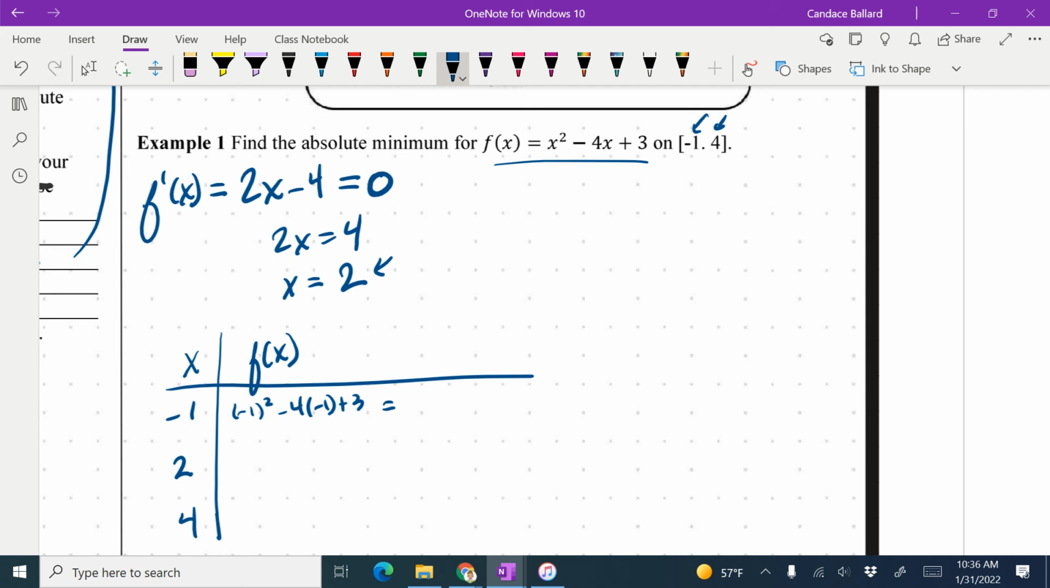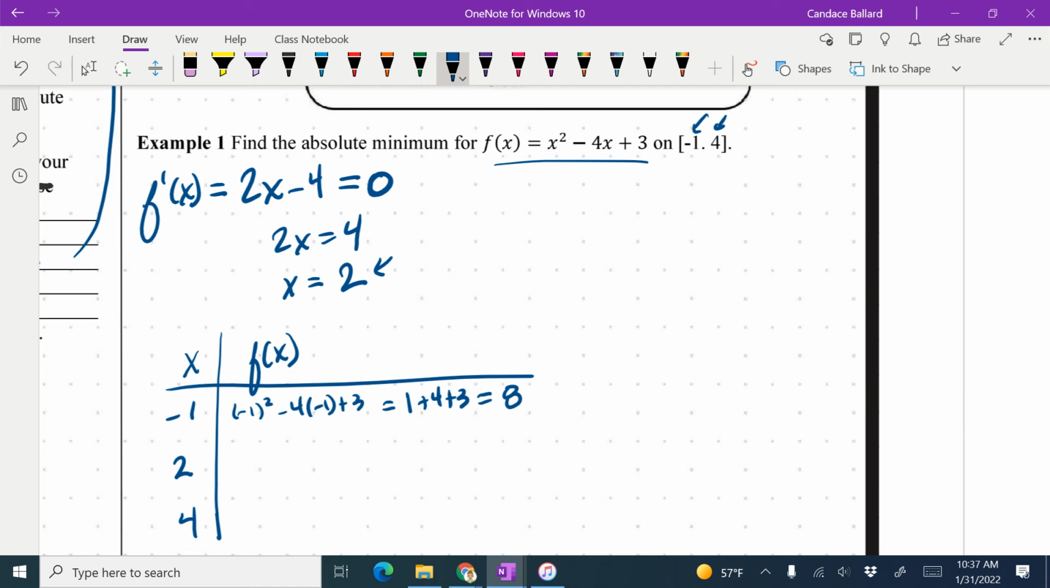All right, what's -1 squared? 1. -4 times -1? 4, good. All right, 1 plus 4 plus 3, 8. Now, last week we didn't really care what the number was, right? We mostly cared about the sign of the number. Well, we actually need the value this time, okay? So we need to make sure you're calculating that accurately.